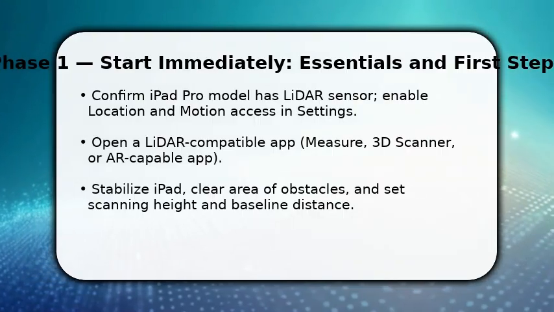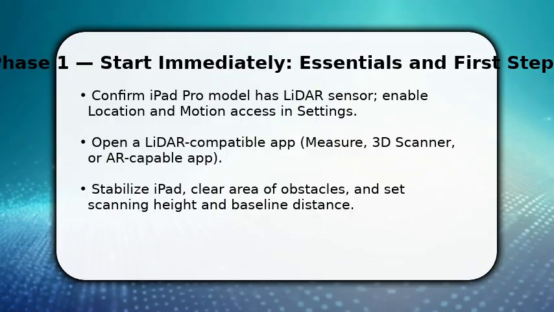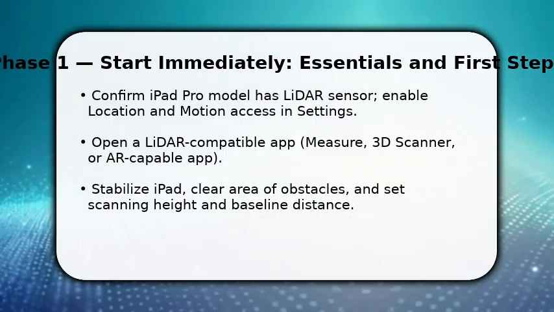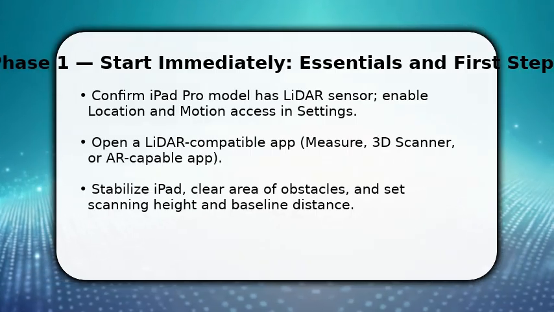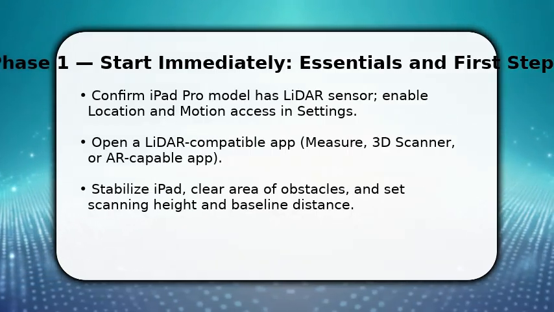Hold the device steady at chest height, walk slowly around the subject, and start the live capture. Move deliberately so the sensor builds depth data. This first sweep establishes accurate reference geometry for the next steps.